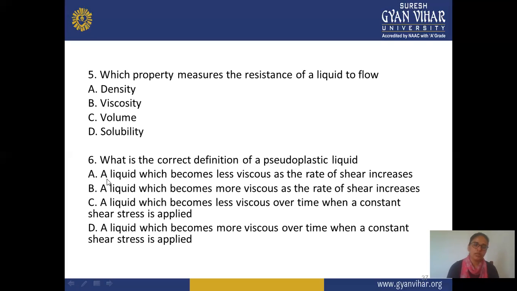In A option, a liquid which becomes less viscous as the rate of shear increases. B is a liquid which becomes more viscous as the rate of shear increases. And C option is a liquid which becomes less viscous over time when a constant shear stress is applied. And in D option, a liquid which becomes more viscous over time when a constant shear stress is applied.